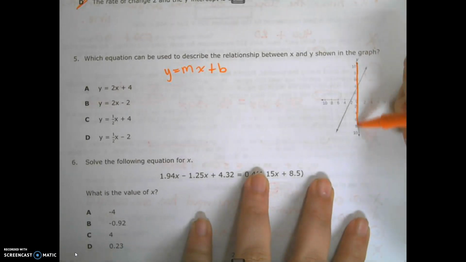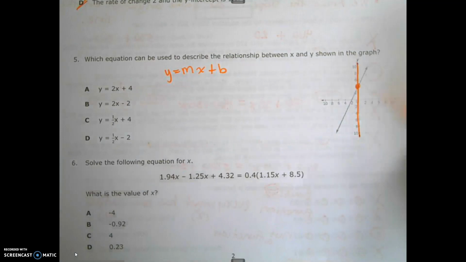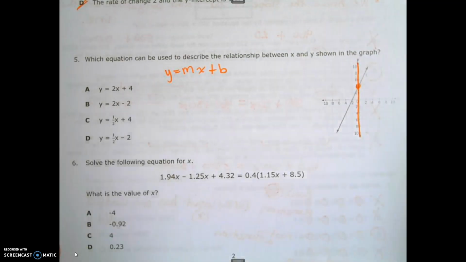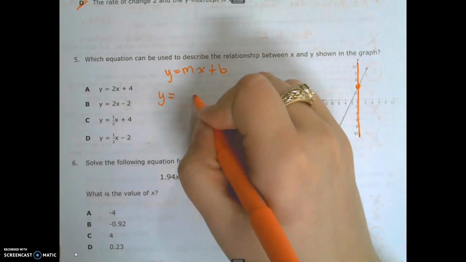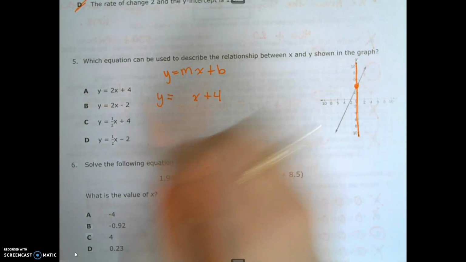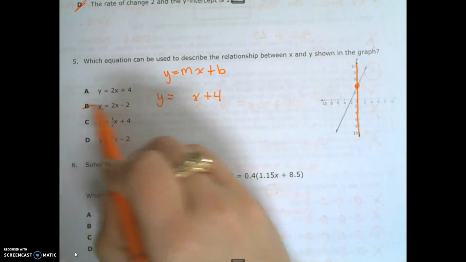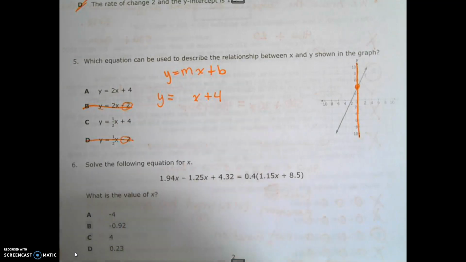So we highlight our y-axis and it is where our line crosses. That should be a positive 4. So we'll plug that in. y equals some number times x plus 4. We know that now we can eliminate B and D because they have a negative 2 there, and we need a positive 4.